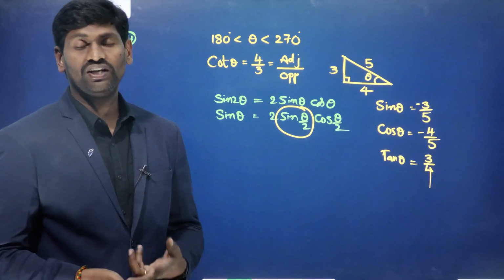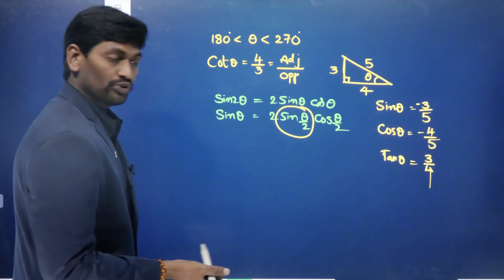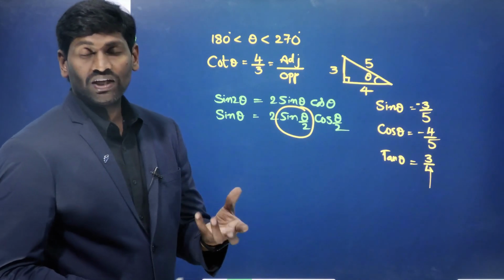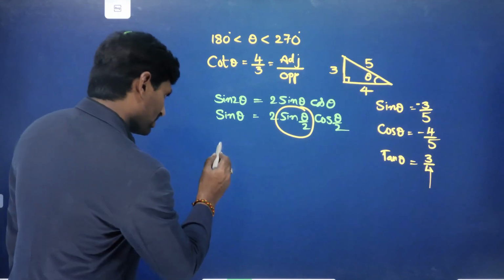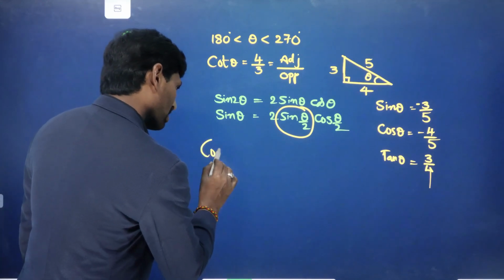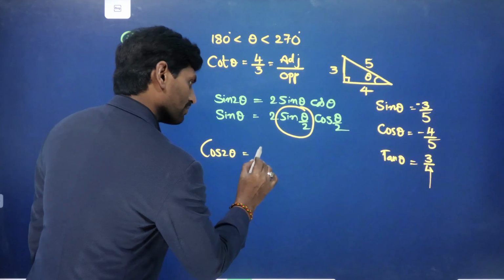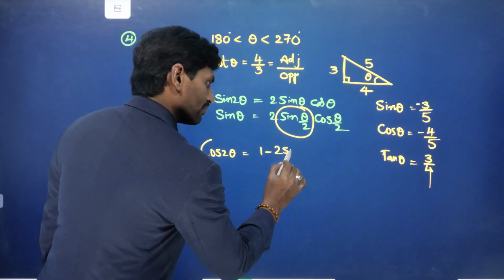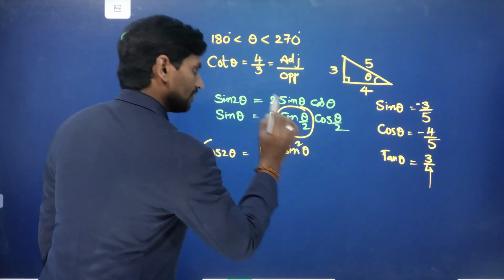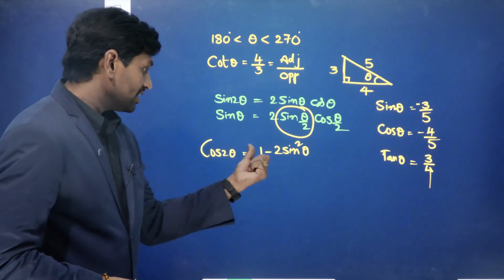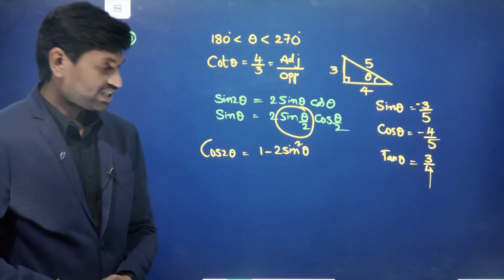So let us try to find one more formula. I am using one more formula from the cos series. What is that cos formula here? Cos 2 theta equals 1 minus 2 sin square theta.